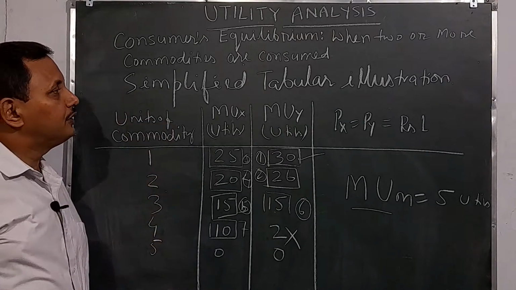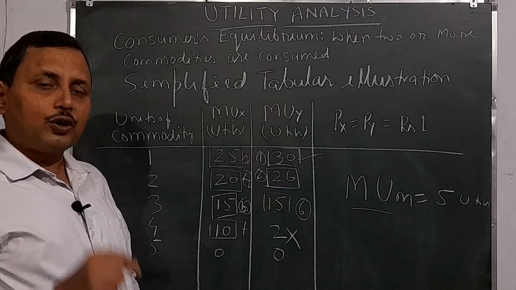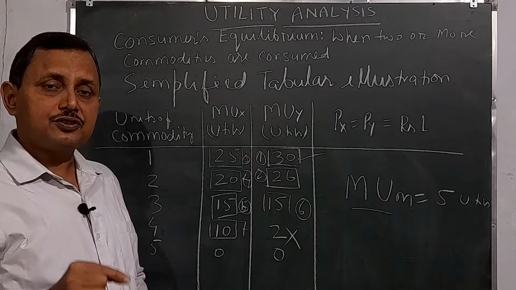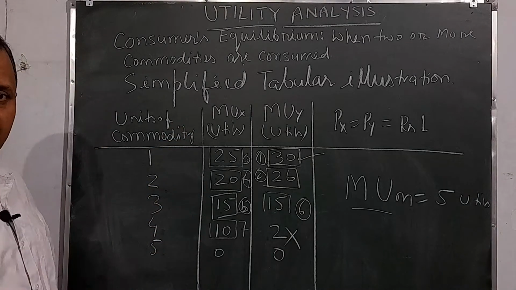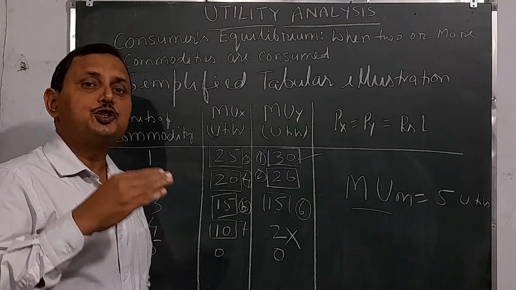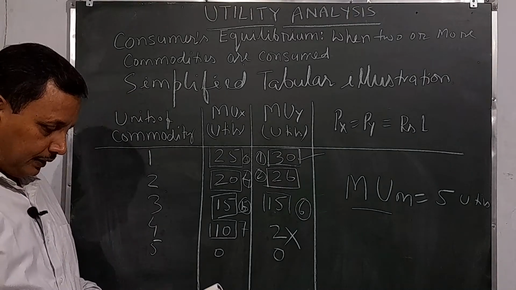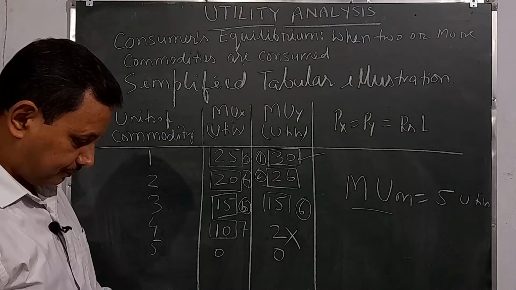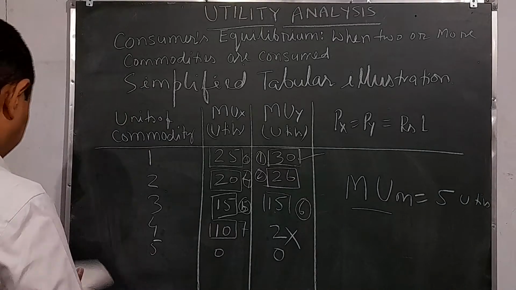So this is the tabular representation of consumer equilibrium, and accordingly the consumer will decide the quantity of different commodities to consume. These are the conditions to be satisfied in order to achieve the consumer's equilibrium, and in that way the consumer can maximize his total satisfaction. So we have seen this. One more concept we will see.